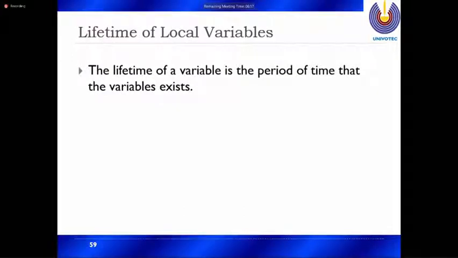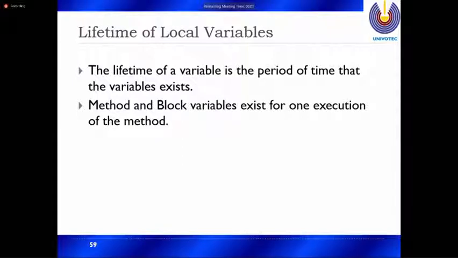The lifetime of the variable is the period of time that the variable exists. For example, the method and block. If you call that method, the variable lifetime starts. When the method executes and finishes, the lifetime vanishes. The lifetime is over. Or if you execute a block, the lifetime starts for the variable and ends at the end of this block. Then the variable's lifetime is also over.